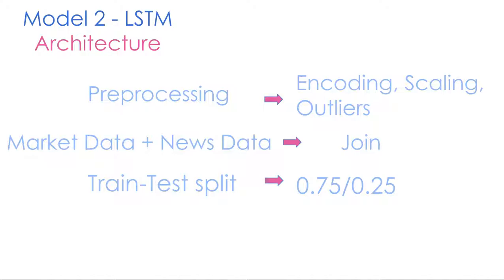Before we build our model, we also apply similar preprocessing. We join the news and market datasets and do a train-test split with 9:1. Everything is ready, so we started to build our model.